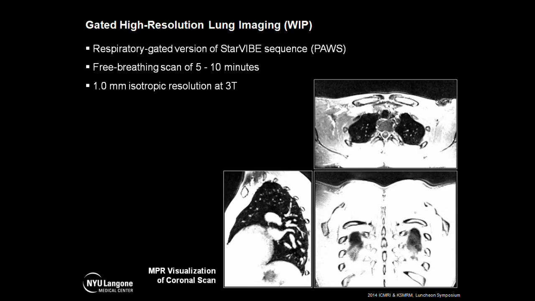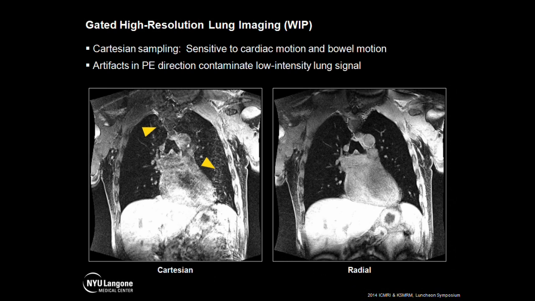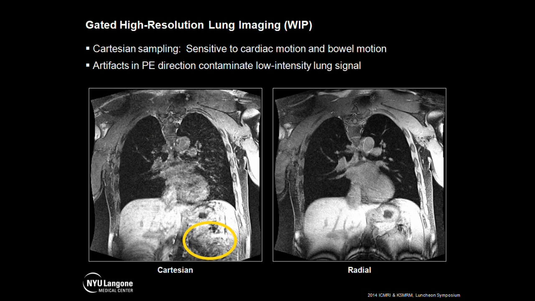What's interesting here is that we tried this also with Cartesian sampling. So we used the gated sequence with Cartesian sampling. And with Cartesian sampling, the sequence was not robust enough. This can be seen on the slide here. On the left side, the sequence has been used with Cartesian sampling. In the Cartesian case, you can see all these motion artifacts in the lung. These artifacts are actually caused by cardiac motion and also by bowel motion. With Cartesian sampling, these artifacts propagate along the phase encoding direction and they contaminate the low-intensity lung signal. Therefore, I believe that these high-resolution lung MRI applications will only work reliably with a radial k-space acquisition.